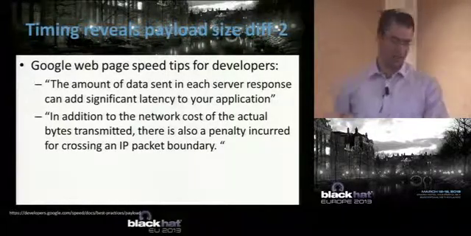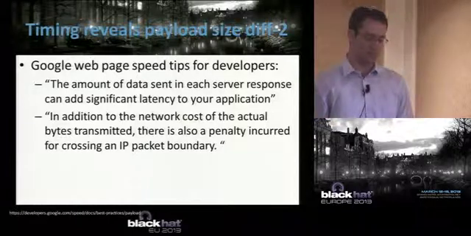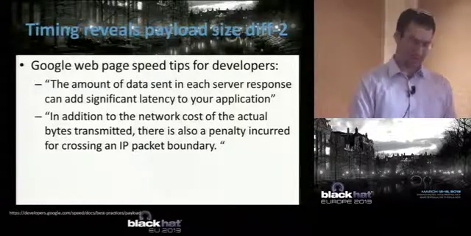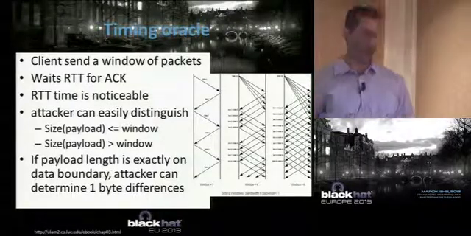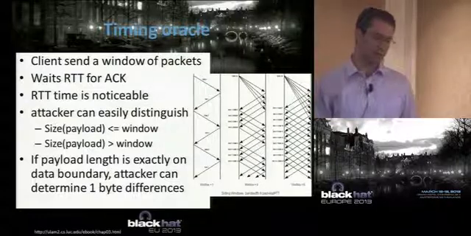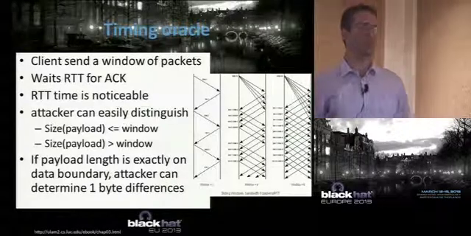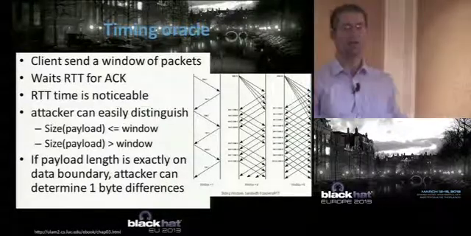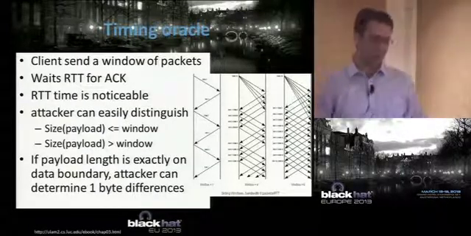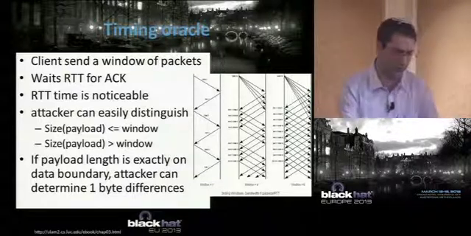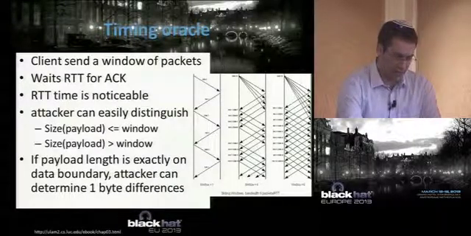In addition to the network cost of the actual bytes transmitted, there is also a penalty incurred for crossing an IP packet boundary. Let's talk about this IP packet boundary. The client usually sends a window of packets, and this is true for both client and server, and then waits a round-trip time for acknowledgement. It's a round-trip time because the client packet has to arrive at the server, and then the server sends the acknowledgement, so it takes a round-trip time for the acknowledgement to arrive at the client. And RTT, round-trip time, is very noticeable.